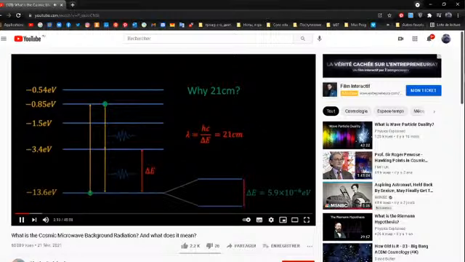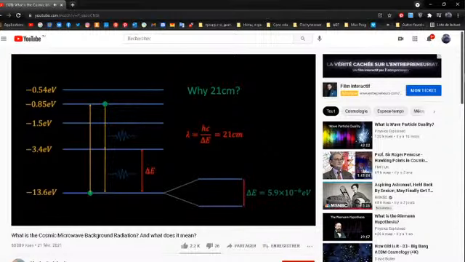And the tiny difference in energy between the two split levels is what causes the emission of the 21 centimetre microwave radiation. And it was because of the relative abundance of hydrogen in our own galaxy that Penzias and Wilson expected the dominant wavelength of microwave radiation to be 21 centimetres.